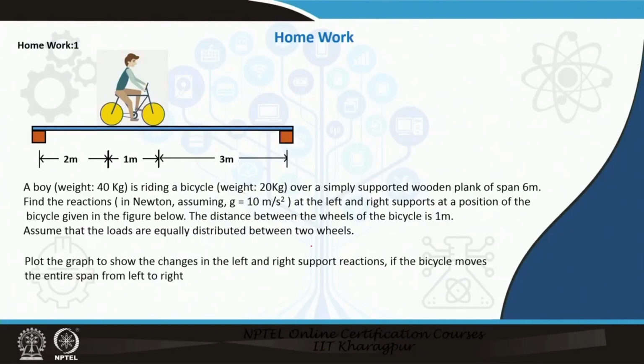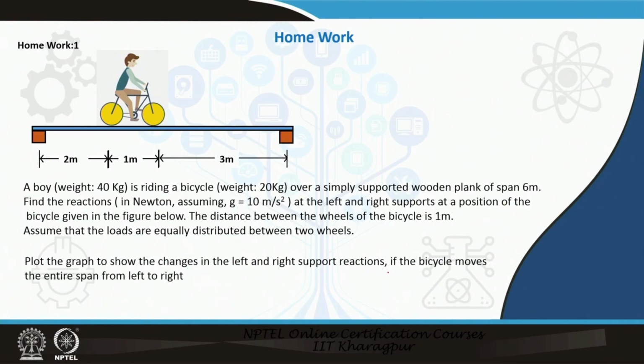So, homework one is, suppose a particular boy is going with a bicycle on a 6-meter span, a bridge kind of wooden plank. I have given the weight of the boy, and I have also given the weight of the bicycle. The distance between the wheels of the bicycle is about 1 meter. You have to find out the reaction at these two supports when this boy is 1 meter away from the left hand support. And also you plot a graph to show the changes of the left and right reaction, suppose the boy is moving from the left support to the right support.